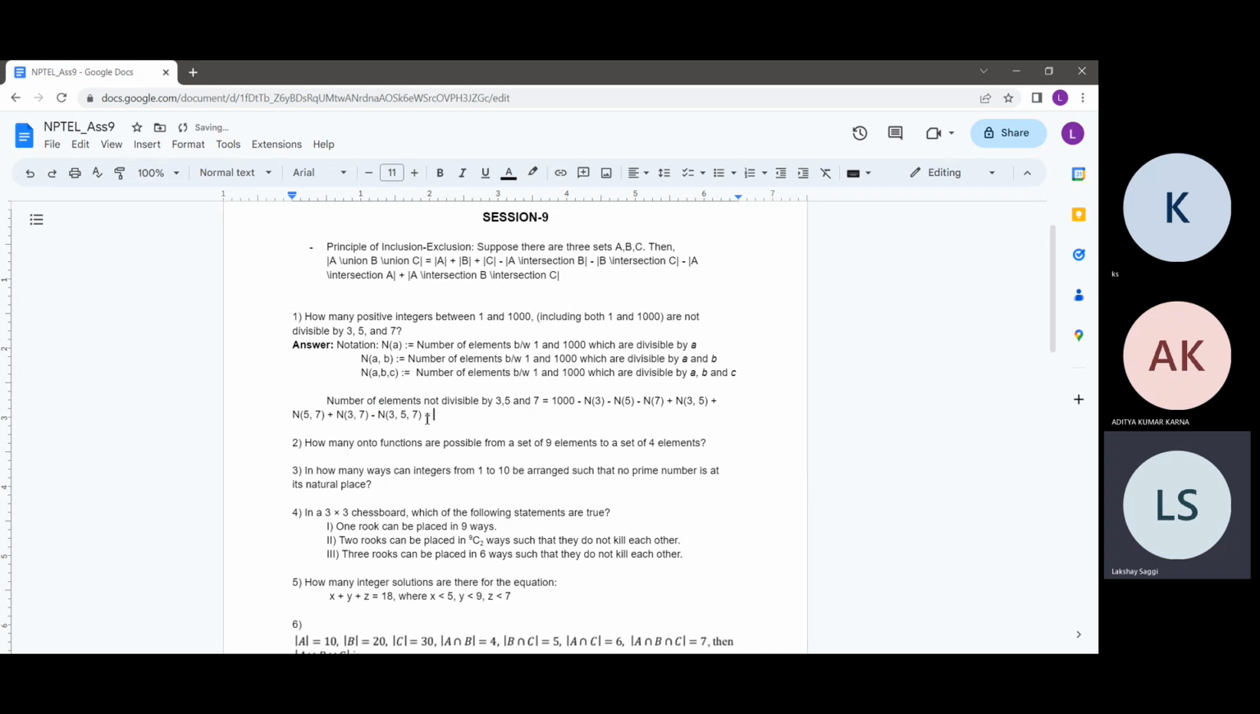So this will come out to be 1000 minus n of 3. n of 3 is nothing but the number of elements between 1 and 1000 which are divisible by 3. So n of 3 will be 1000 by 3, which is 333. We take the lowest integer function for that. Similarly, for n of 5, I'll get 1000 by 5, which is 200. And for n of 7, I'll get 142, I think. Yeah.